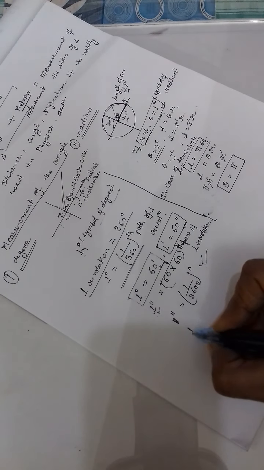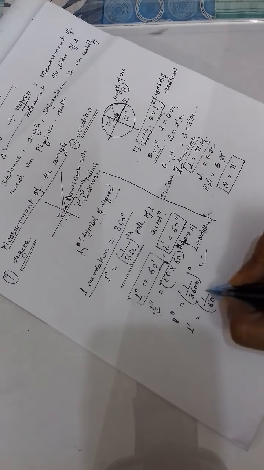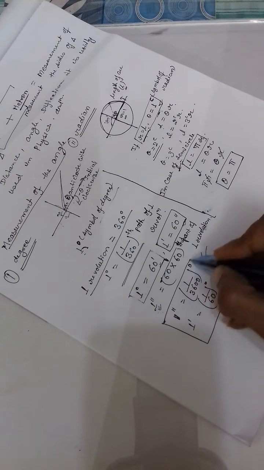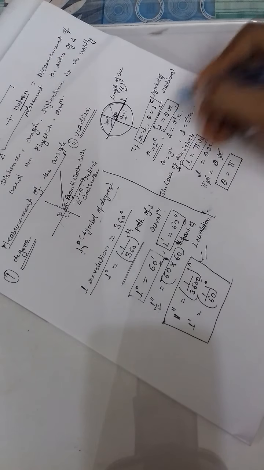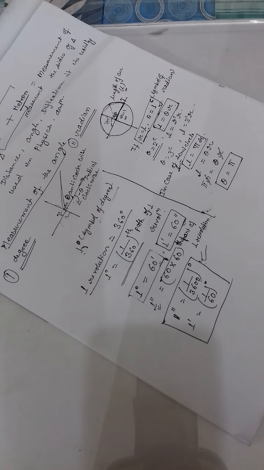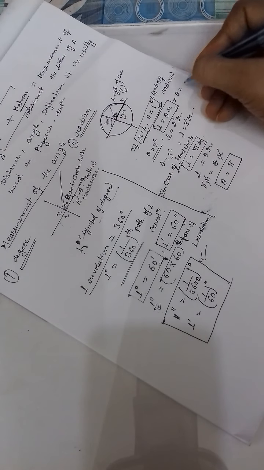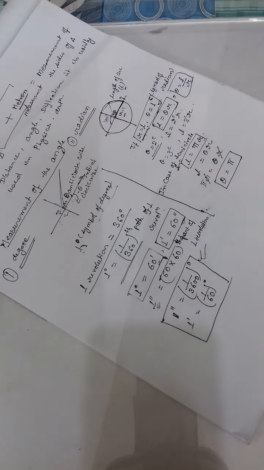Or what about the 1 minute? 1 minute conversion, 1 by 60 degree. So keep in mind all these things. Keep in mind this formula also. L is equal to theta into R. We convert it by theta is equal to L upon R. In this way we write. Okay students, this is the things about degree and radian.